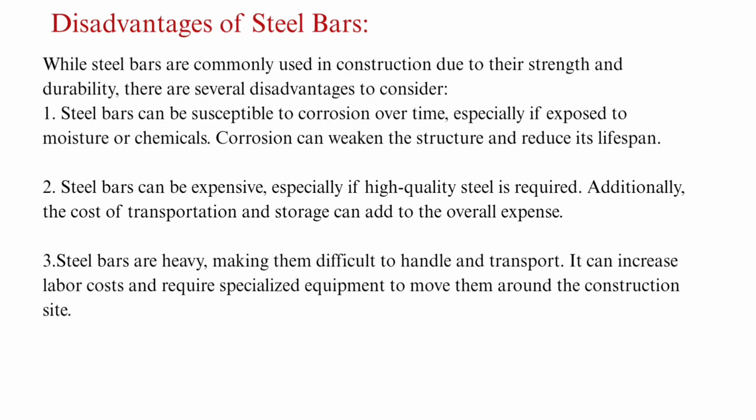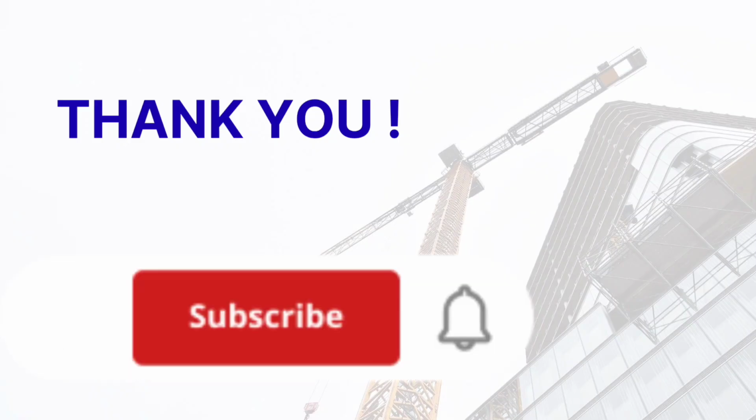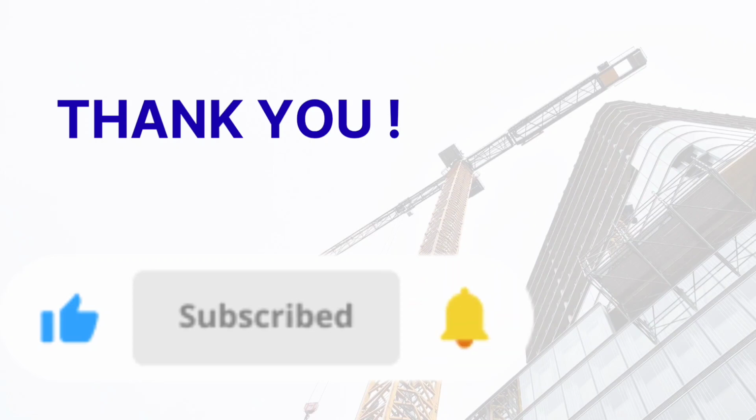The next, steel bars are heavy, making them difficult to handle and transport. It can increase the labor costs and require specialized equipment to move them around the construction site. The next, steel bars are highly conductive and can transfer heat quickly, which makes them a fire hazard. And it can be a concern in buildings where fire safety is a priority. The next, steel production can significantly impact the environment, including greenhouse gas emission and pollution from the manufacturing processes. So this is all about steel, their types, their uses, their advantages and disadvantages.